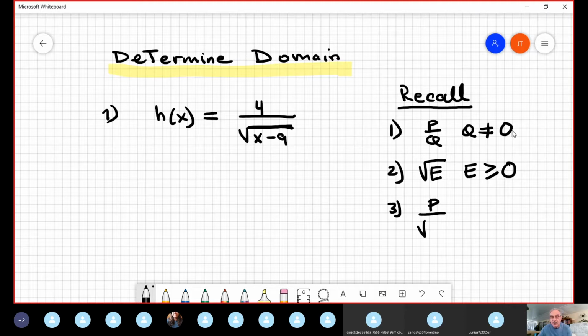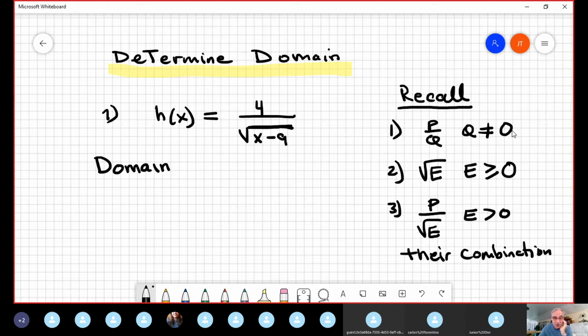P divided by radical E. E must be positive, not 0, because 0 in the denominator. And of course, they are combined. The expression in the denominator cannot be 0. The expression inside the radical must be non-negative, but if the radical is in the denominator, it must be just positive. In this case, option 3, you see one radical in the denominator. Therefore, that is the restriction.